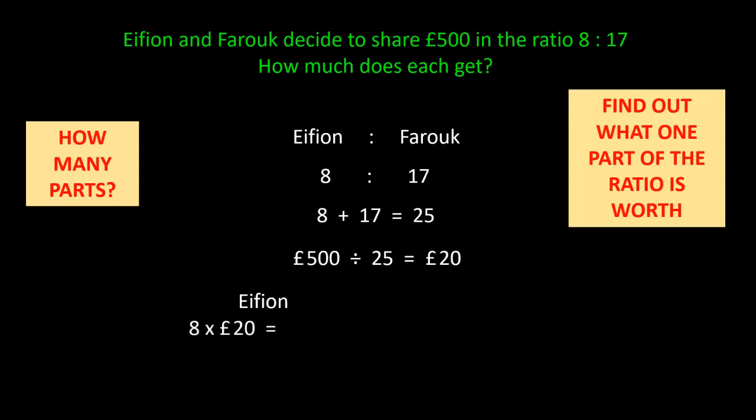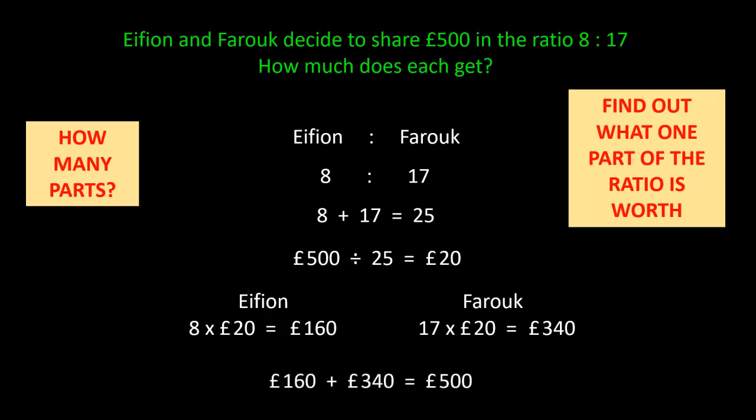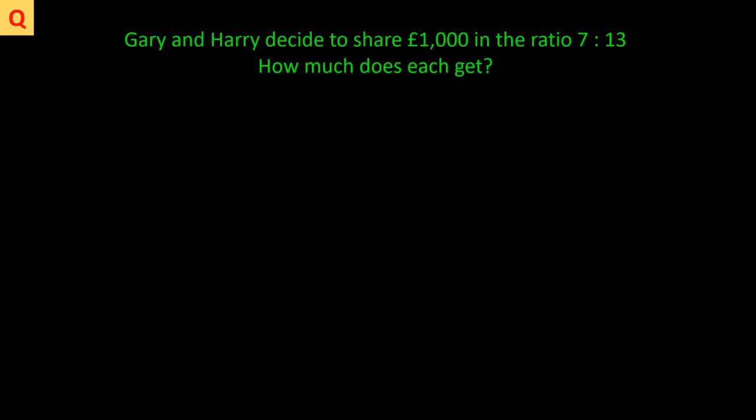Now Avion had 8 of them, 8 20s, 160, and Farouk had 17 of them. 17 times 20, £340. Let's do a little check, add them up, and we get £500. One for you to have a go at. Gary and Harry, they've got £1,000 they're sharing in the ratio 7:13. How much does each get? You know what to do. Press pause, press play when you want the answer.